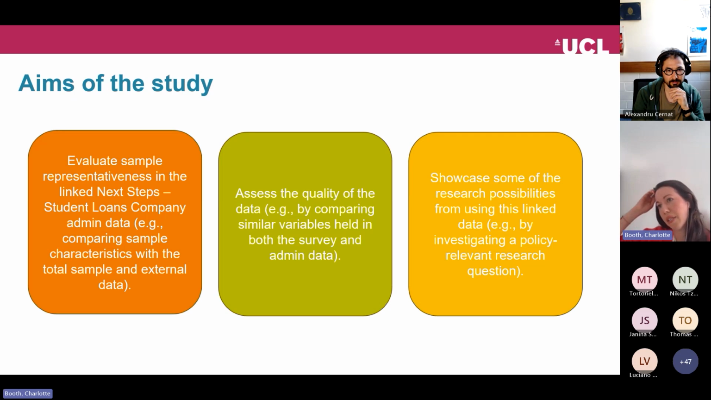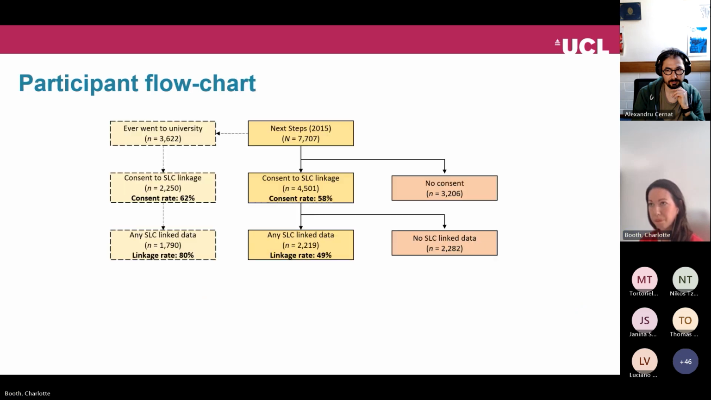So the aims of our study were firstly to evaluate sample representativeness in the linked Next Steps student loans company admin data. We did this, for example, by comparing sample characteristics of the linked data with the total sample and also external data estimates. Then we wanted to assess the quality of the data, for example, by comparing similar variables held in both the survey and admin data. And finally, to showcase some of the research possibilities of using this linked data resource, by investigating a policy relevant research question. So I'll just briefly go through what we found.